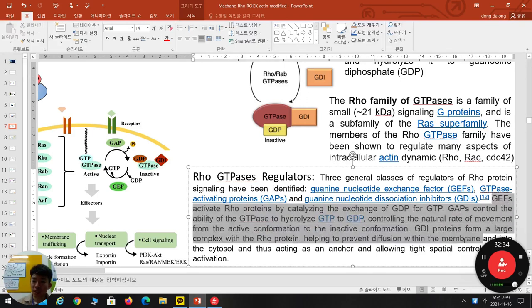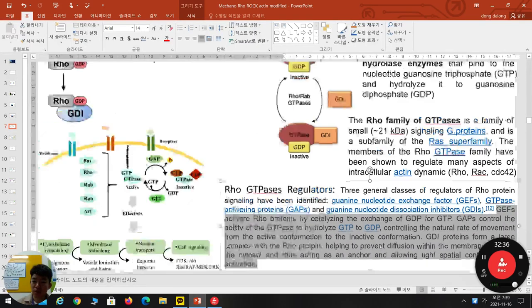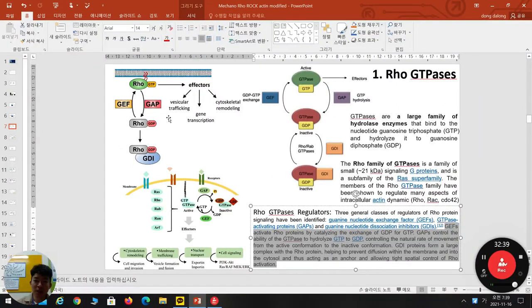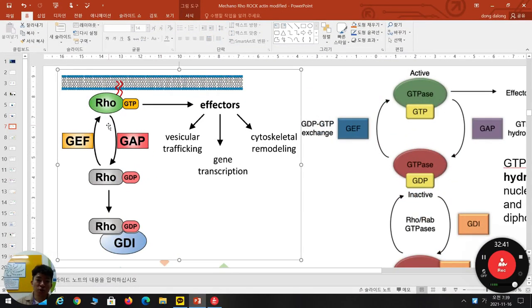Now, this is how they work, so let's see one by one. As I told you, when Rho and GTP are bound together, this is their activation form, right? Turning on, and then they finally attach to the cell membrane. And then they activate the effectors: gene transcription factors, cytoskeleton remodeling, and vesicle trafficking. So this is a very initial step of cell signaling.